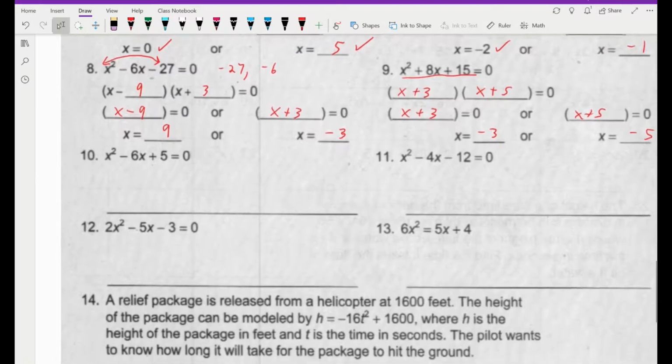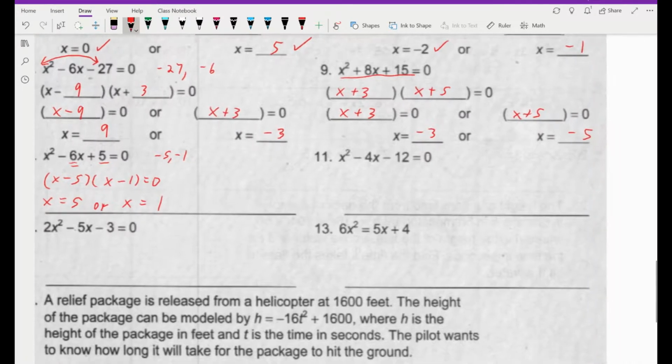Number 10. Now, what two numbers multiply to 5, but sum to negative 6? What if we did negative 5 and negative 1? They multiply to 5, but they sum to negative 6. So we do x minus 5 times x minus 1 equal to 0. And we set each of these equal to 0. And of course, we're going to get x is equal to 5, or x is equal to 1.